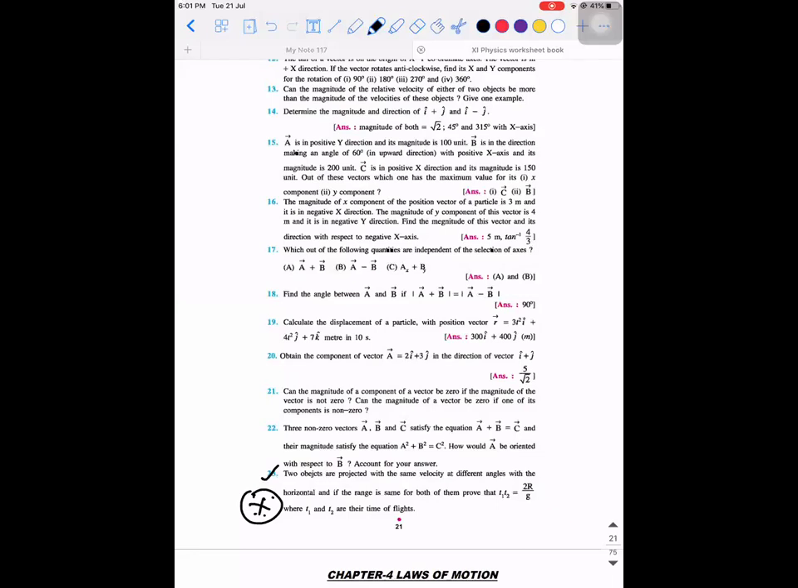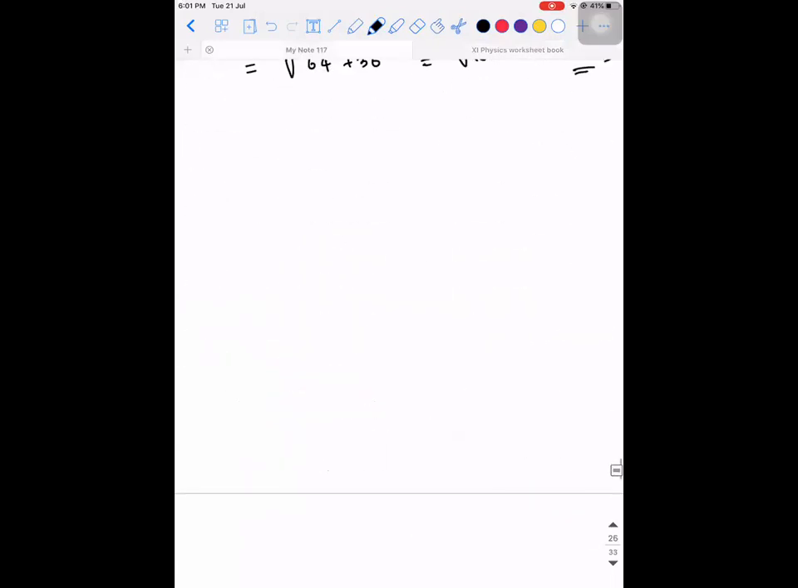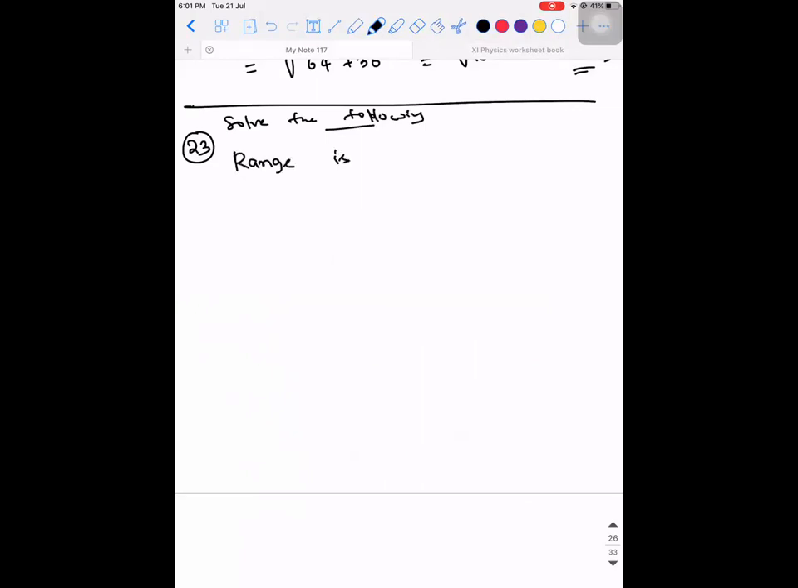One important point to be noted: they're projected with the same velocity at different angles with the horizontal, and the range is same for both. So when is it possible? Only when both the angles are... When will the range be the same? Complementary. So in the 23rd one, what they are saying is the range is same and u is also same.